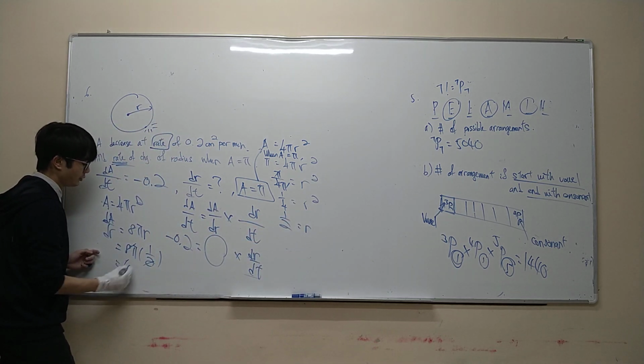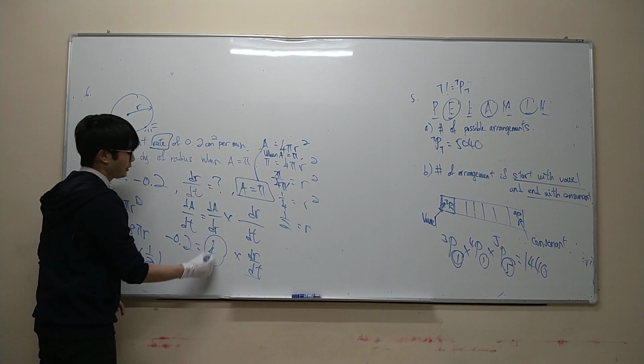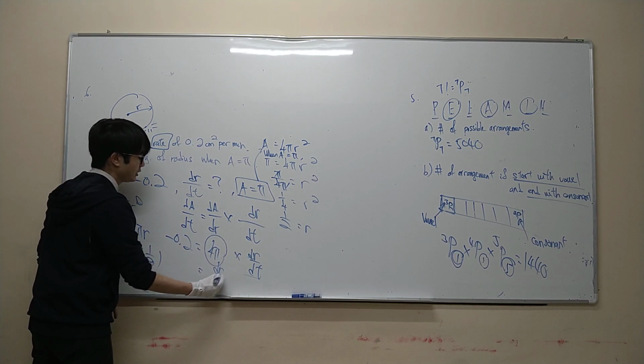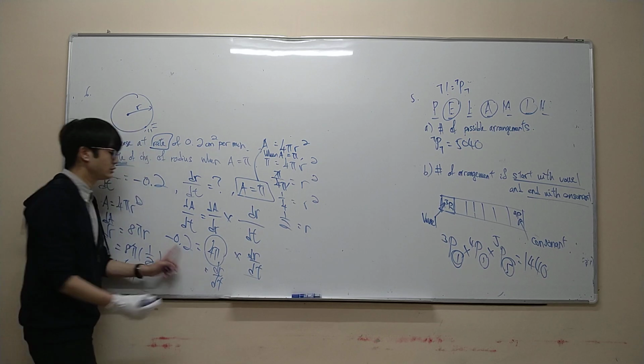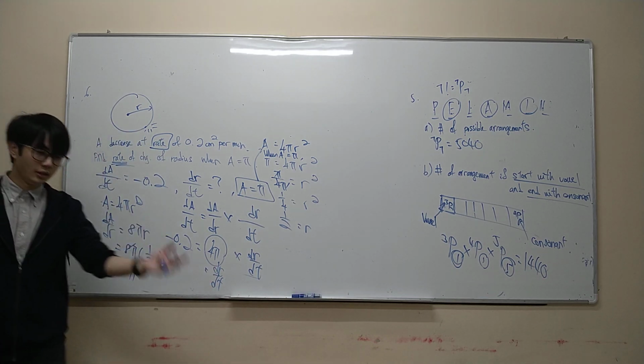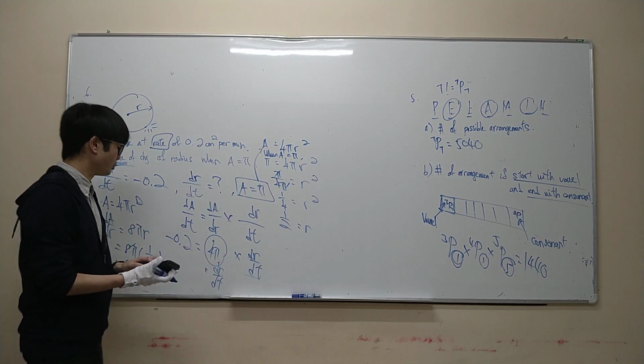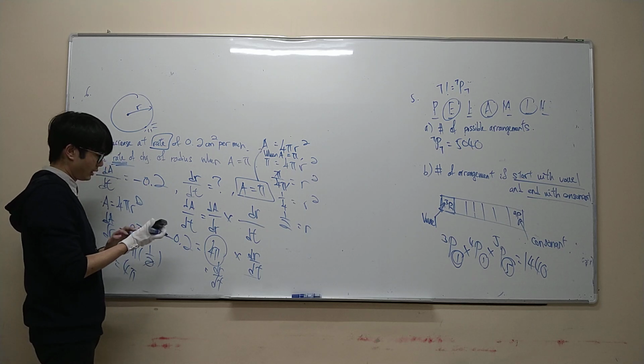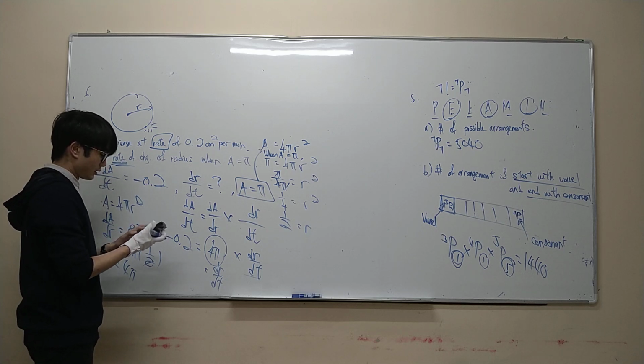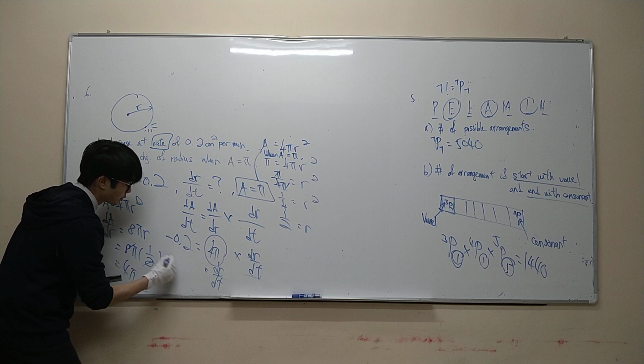And when you potong here, it will be 4 pi. And when you masuk here, it will be 4 pi also. So now you can find your dr dt. So your dr dt will be negative 0.2 divided by 4. Okay, you can just use your calculator. I think it's 1 over 20 lah. Okay. Yes, negative 1 over 20.